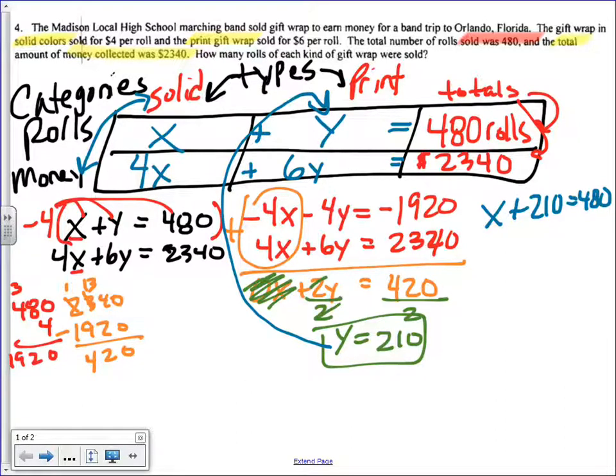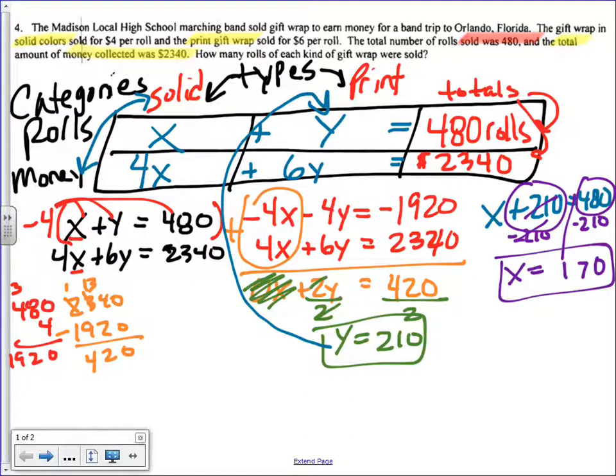And then in order to get x by itself, we have to combine like terms. And so that means we have to subtract 210. And x equals, let's see, 270. Whoops. 4 minus 2 is 2.